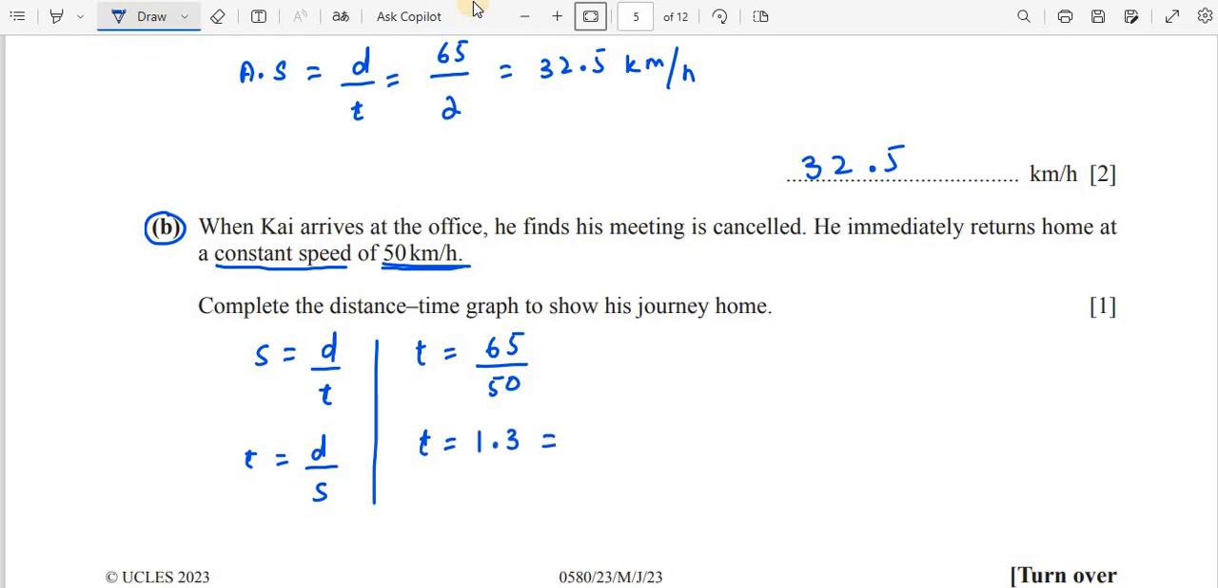1.3 means 1 hour and 18 minutes. 1 hour and 18 minutes. Look at the graph.